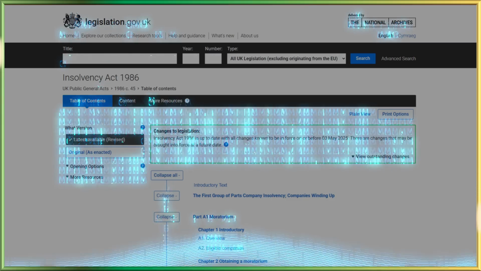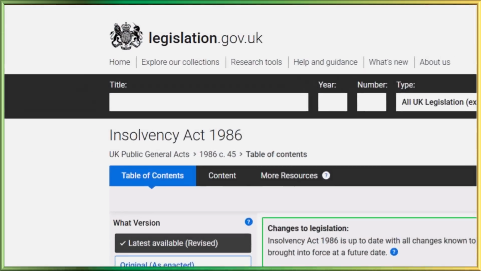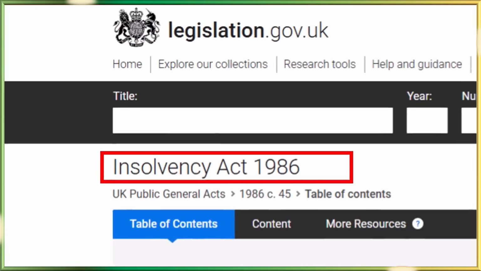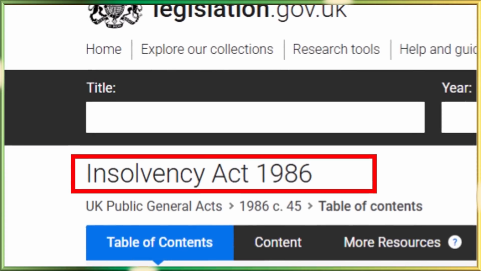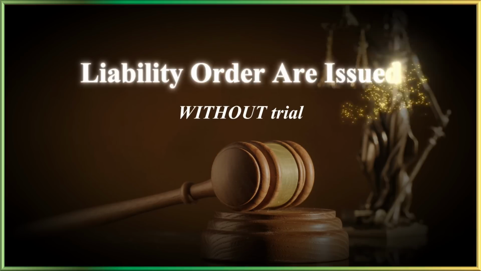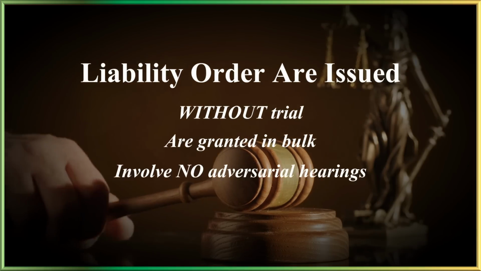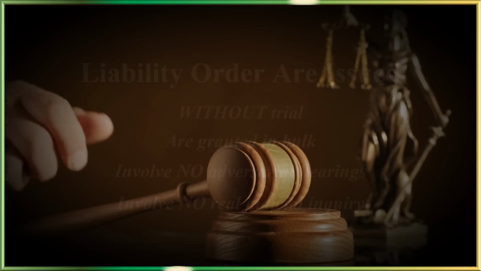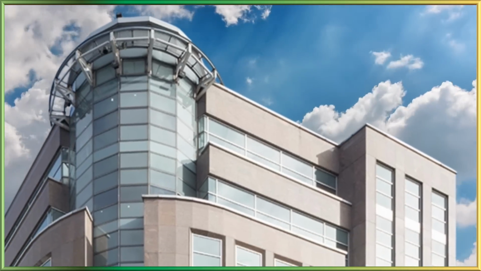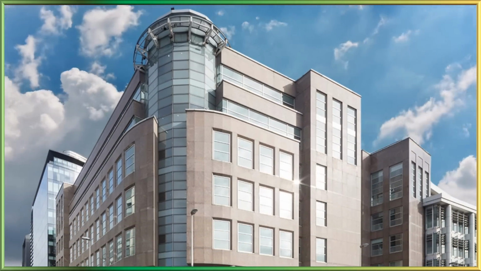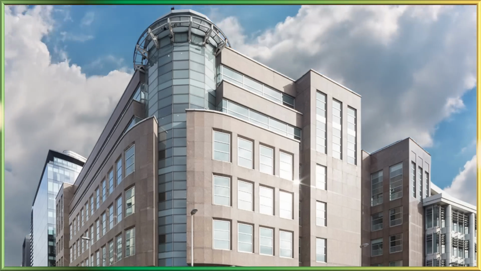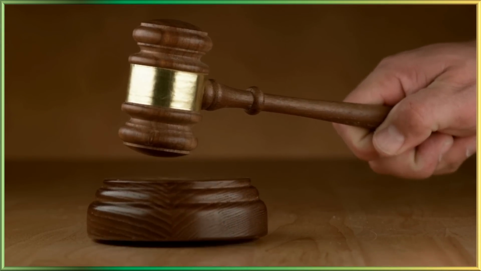Under the Insolvency Act 1986, sections 267 and 268, bankruptcy must be based on a liquidated proven debt through the courts. Yet liability orders are issued without trial, are granted in bulk, involve no adversarial hearings, and involve no real judicial inquiry. Thus, when councils use liability orders to pursue bankruptcy, charging orders, or property seizures, they may be bypassing both statutory protections and fundamental constitutional principles. This exposes the entire council tax enforcement system to serious constitutional challenge.